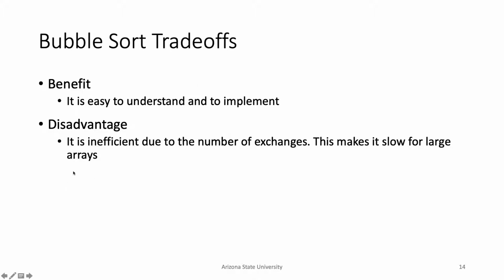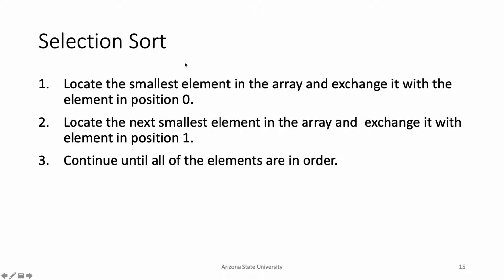But the issue is that it's inefficient because if you have one element that needs to go way far away, like a very small element near the end of the array that needs to go to the front, each iteration of the passing you're only going to move it one position closer every single time. So for large arrays, this is actually pretty slow. So selection sort is a step toward reducing the number of swaps.